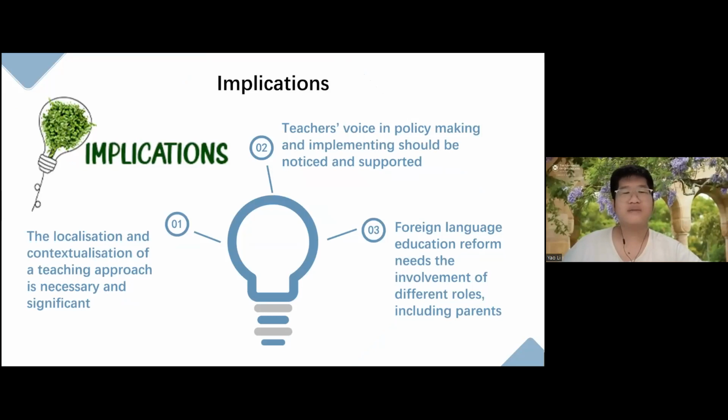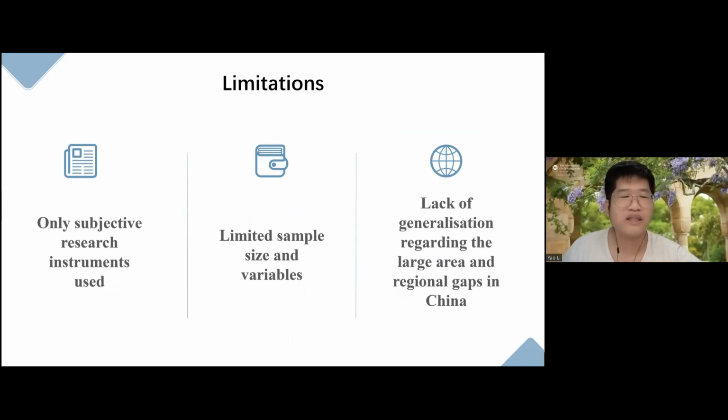So the final part, there are three implications discovered from this research. The localization and contextualization of the teaching methods are very important. And also teachers' voice: teachers should be involved in policymaking because they are practitioners and they really know how well the policy is used. And then parents' new role should be considered because in China's context, parents play a very important role in students' study and language development.